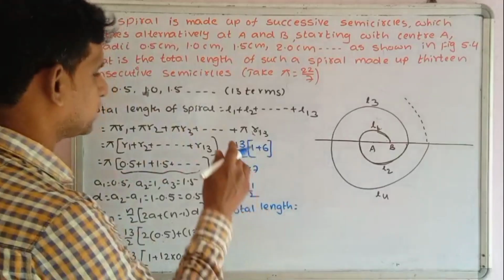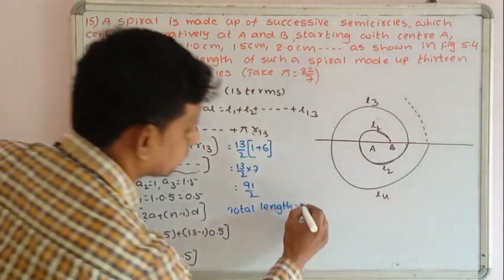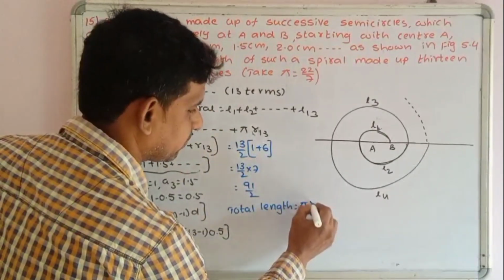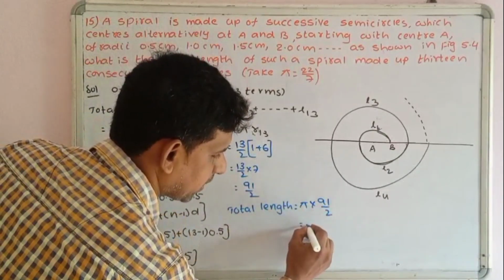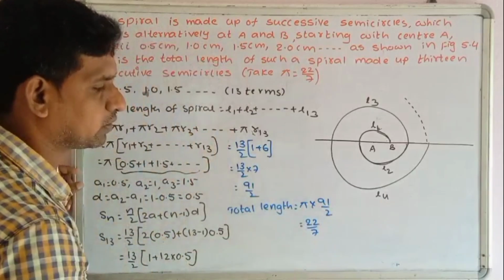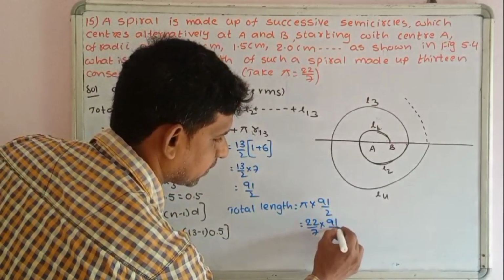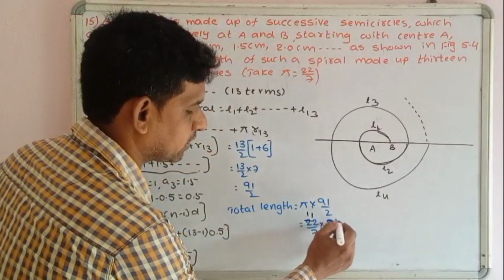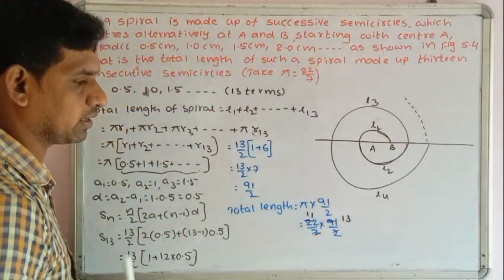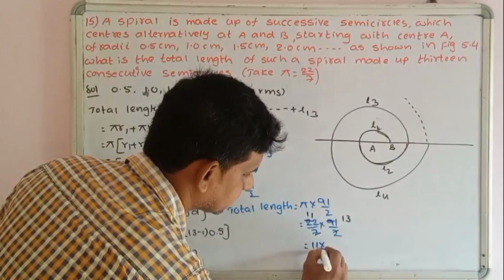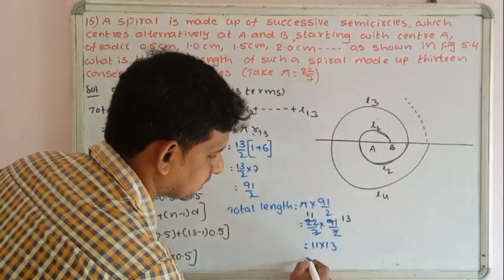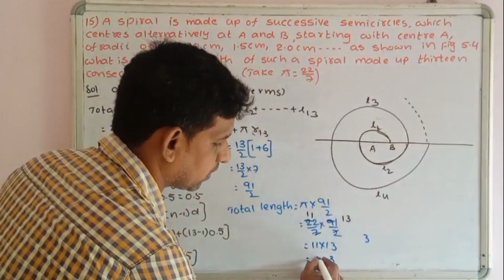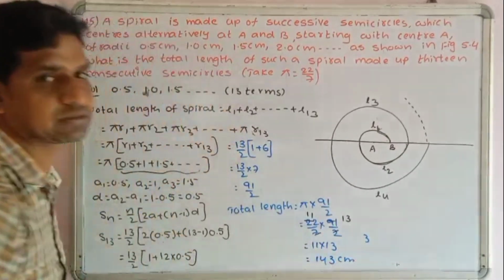Total length equals how much? Pi times this value, that is 0.5 plus 1 plus 1.5, which is 91 by 2. So the pi value is 22 by 7. 22 by 7 into 91 by 2. Now see, 2 elevens. 7 ones are 7, 7 thirteens are 91, so that equals 11 times 13. 11 threes are 33, 3 carry. 11 ones are 11, 11 plus 3 is 14. So 143 centimeters.